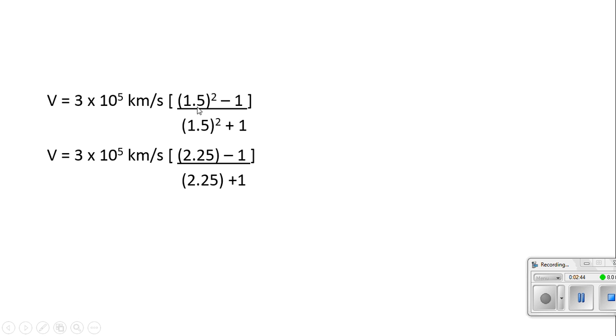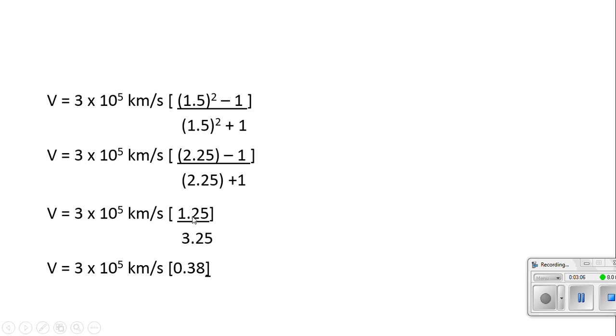So when we square this number here, we get 2.25. And that's the same on top and bottom. Then we're going to subtract 1 on the top and add 1 on the bottom. So we get 1.25 over 3.25. We took 2.25, subtracted 1 from it to get our 1.25. We took 2.25 and we added 1 to get our 3.25. Then we're going to do that division problem. We're going to divide 1.25 by 3.25 to get our 0.38. Now we can do our multiplication, and we can multiply 3 times 10 to the 5th times 0.38, which would give us 114,000, or 1.14 times 10 to the 5th.